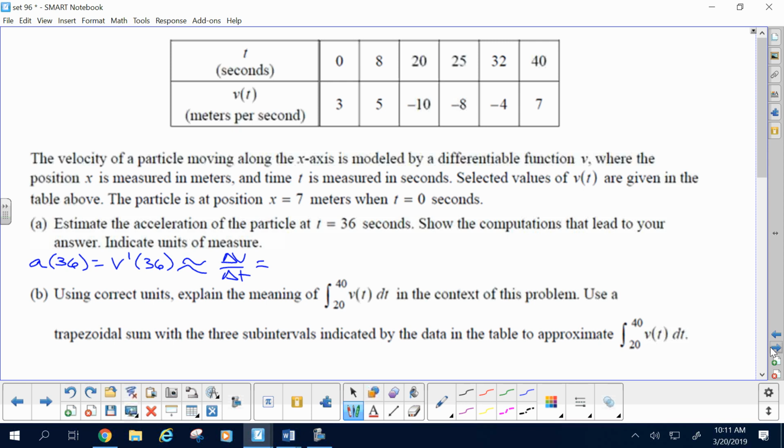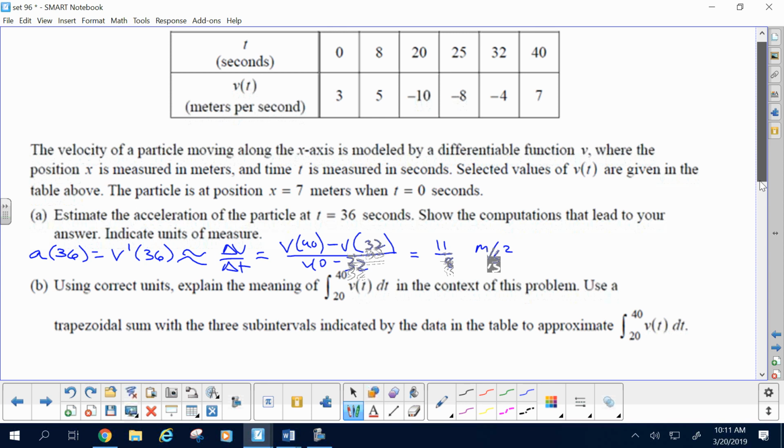Did you do something like the change between v at 40 and v at 32, over 40 minus 32, which is 11 eighths meters per second per second? Do you agree? Okay. Do you have a wavy equal in there? You should not be saying acceleration is equal to that. It is not equal to, it's an approximation. All right. Let's go to B.